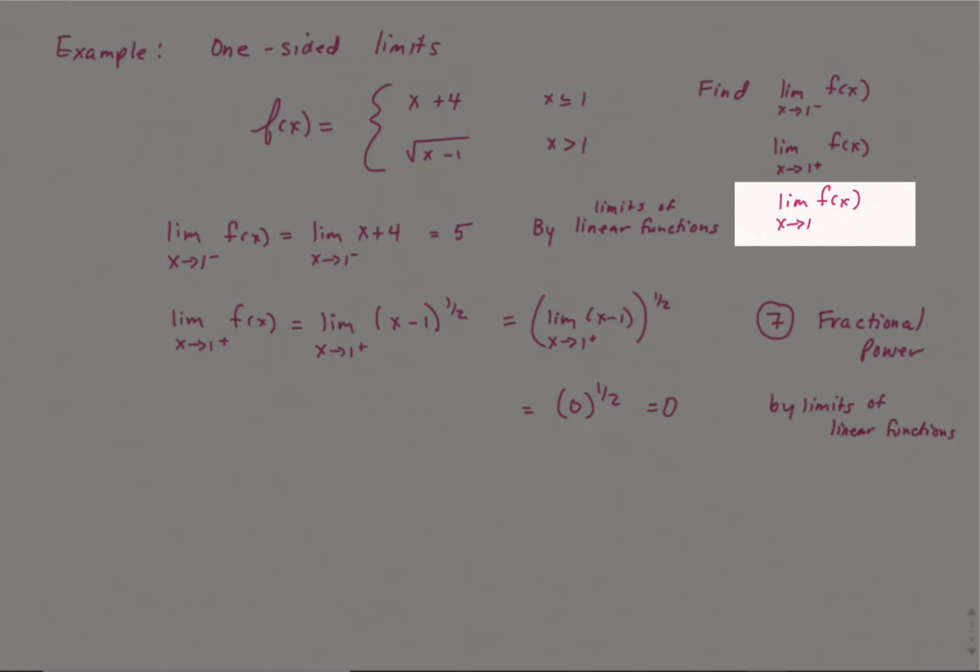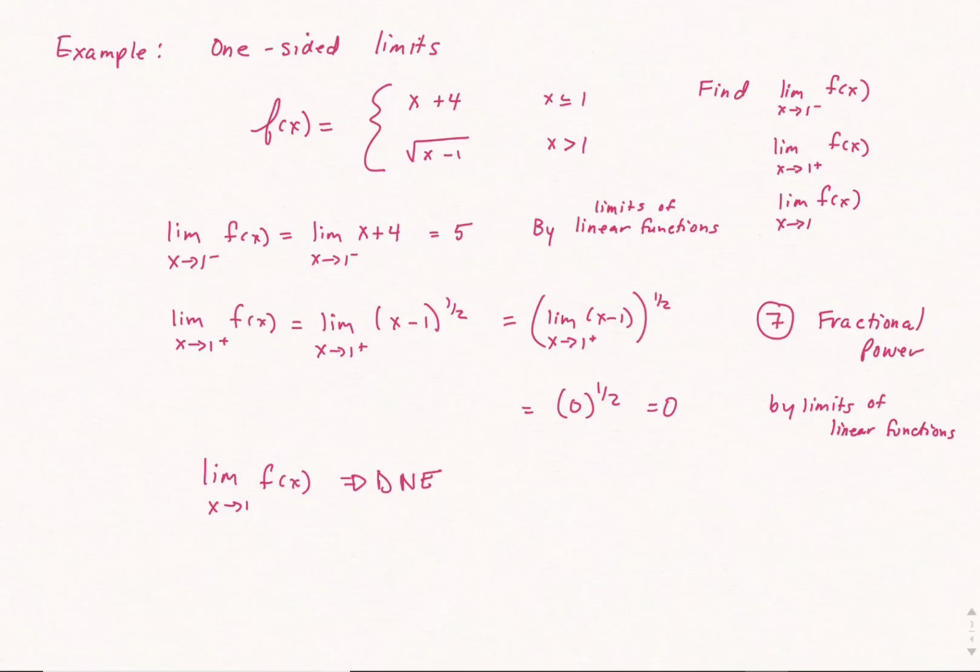My last question, what's the limit of f of x when x approaches 1? This does not exist because from the left we get a 5 and from the right we get a 0. Since the left and the right-handed limits don't match, the limit does not exist.